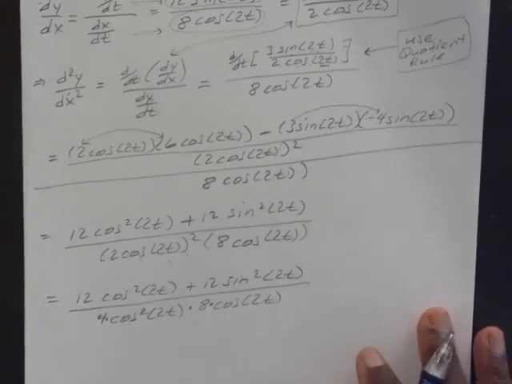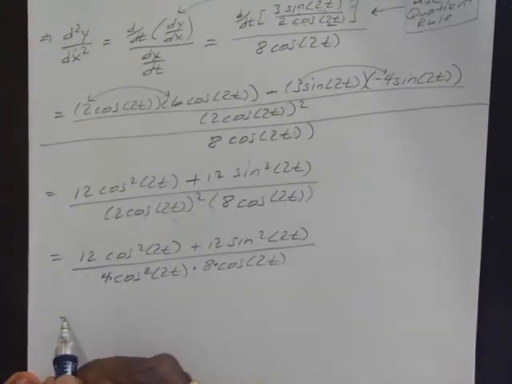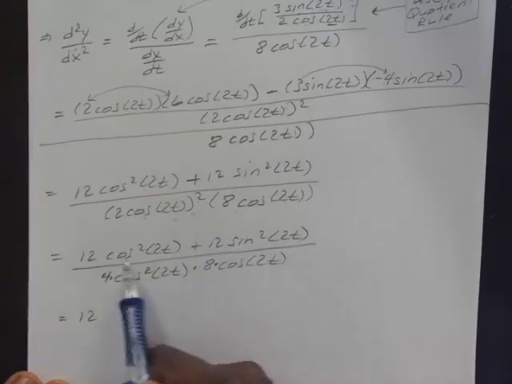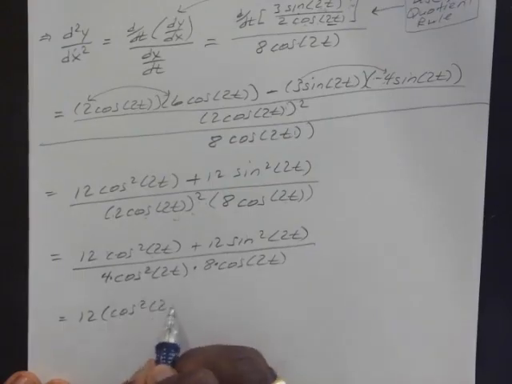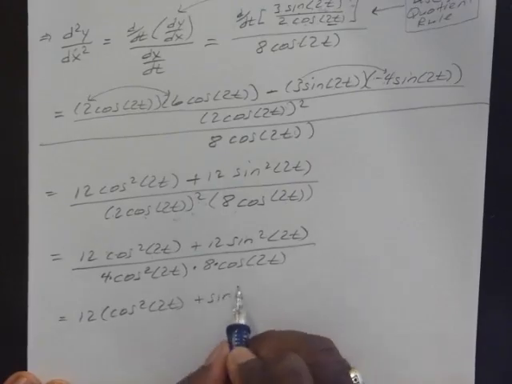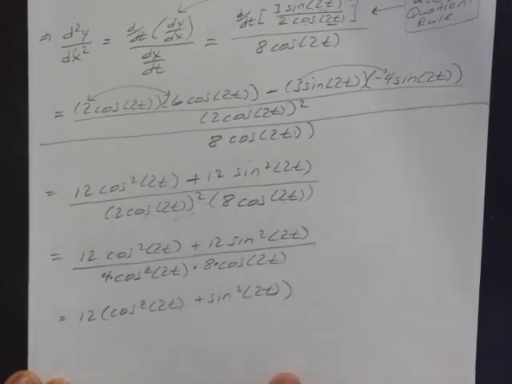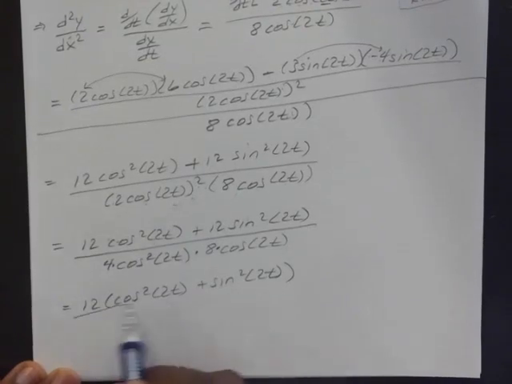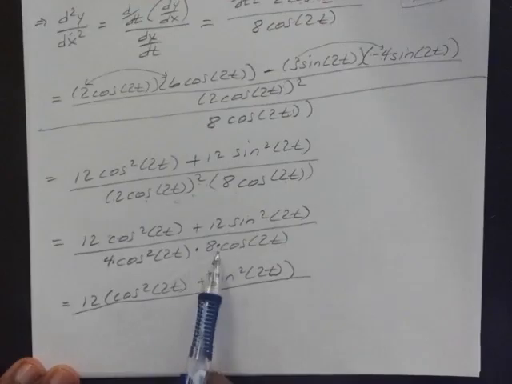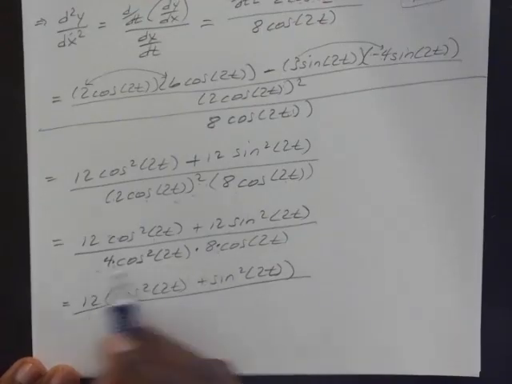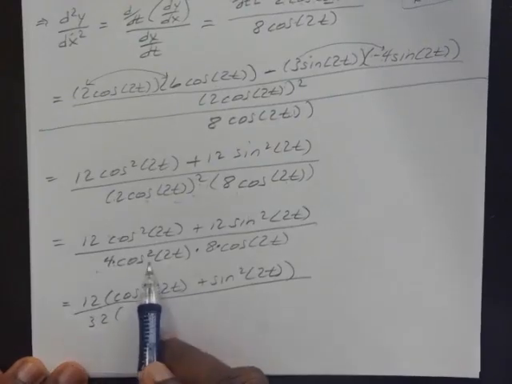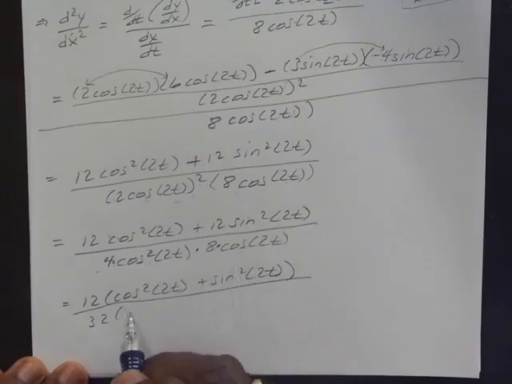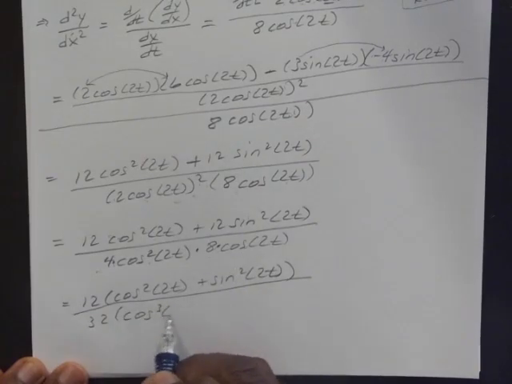Okay, so we simplify that a little bit more. We have 12. Actually, we can factor 12 out of here. And that'll just leave us with cosine squared plus sine squared, divided by, we have 32. We multiply the 8 and the 4. So we have 32. And cosine squared of 2t times cosine of 2t is cosine of 2t to the third power.